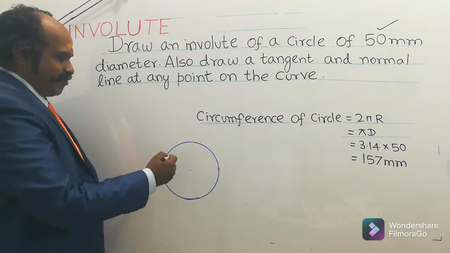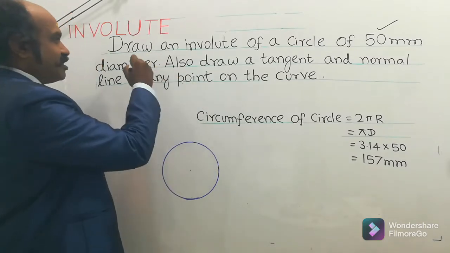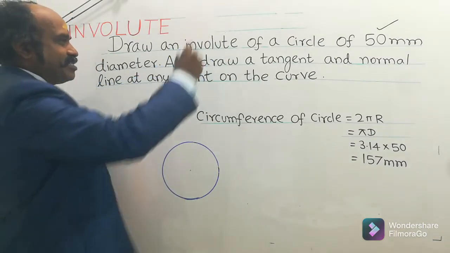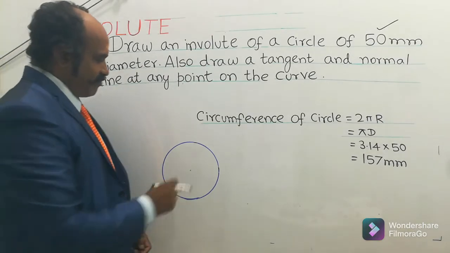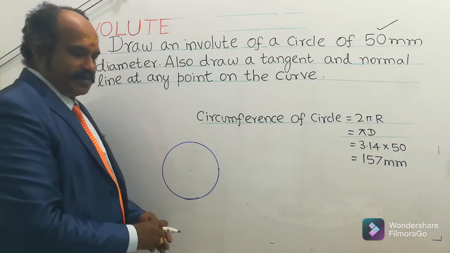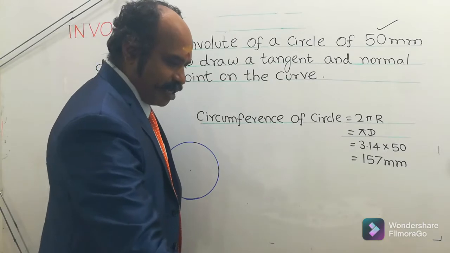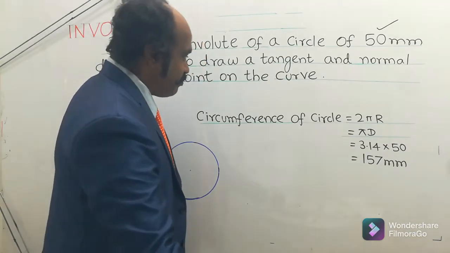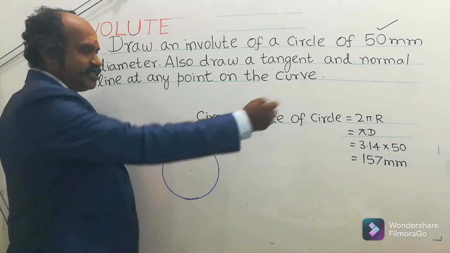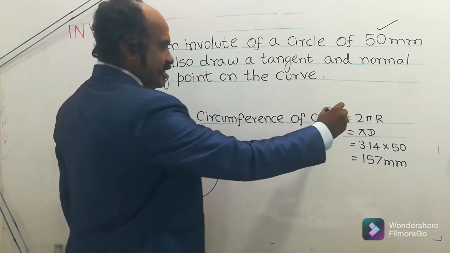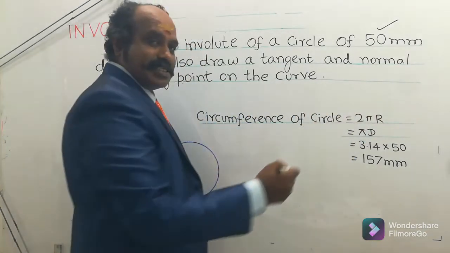So in the 50 mm circle, the involute is asked in the question. Involute curve, involute of a circle. After drawing the circle of diameter 50 mm, taking radius as 25 mm in your compass, a simple calculation is worked out on the side of the drawing sheet. Circumference of circle is 2 pi r. You would have studied this in school days.